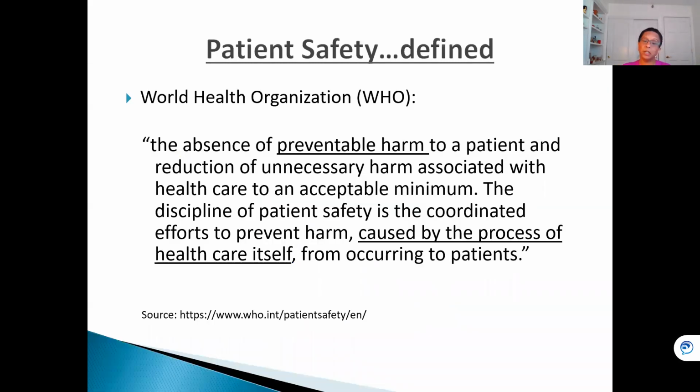So on to the next. What I figured I'll do is start off now just giving you an overview of patient safety. So start at the beginning. What is patient safety? I absolutely love WHO's definition. Their definition is patient safety is the absence of preventable harm to a patient and the reduction of unnecessary harm associated with the healthcare to an acceptable minimum. And the discipline of safety is the coordinated efforts to prevent harm caused by the process of healthcare itself from occurring to patients. So the key points I wanted to take away from this one is preventable harm and caused by the process of healthcare itself.